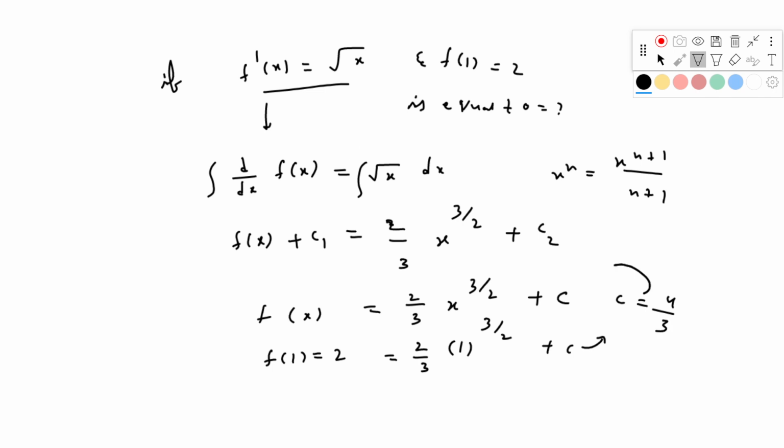So put this c value here. Then you will get 2 by 3 x power 3 by 2 plus 4 by 3. So this is the answer. Okay. Next.